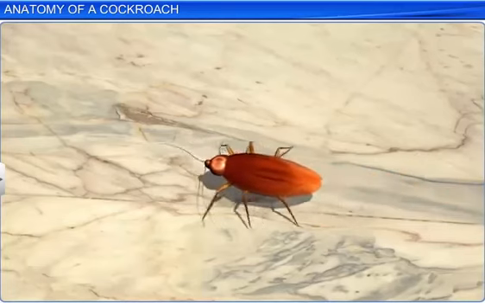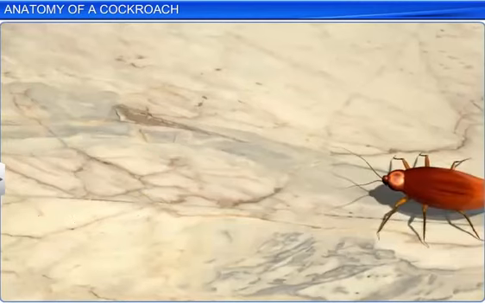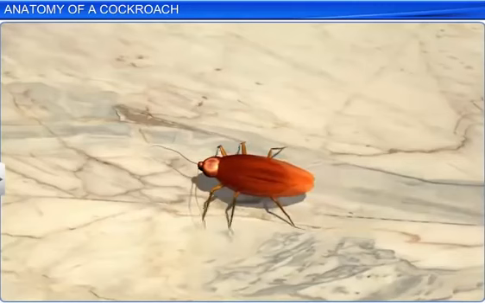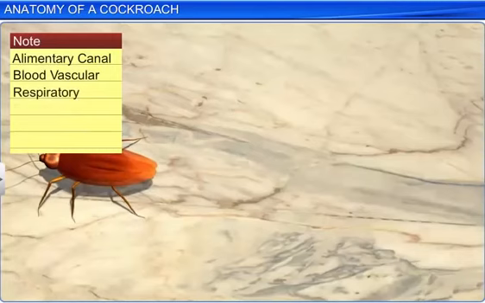Although a cockroach may look like a simple small insect, anatomically it is quite complex. Let's take a look at the anatomical features of a cockroach, such as the alimentary canal and the blood vascular, respiratory, excretory, nervous and reproductive systems.